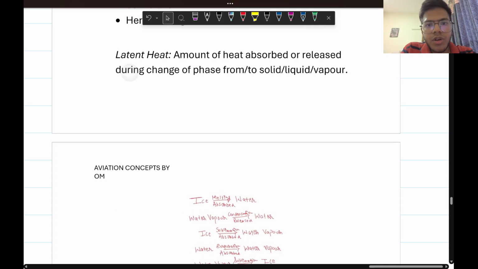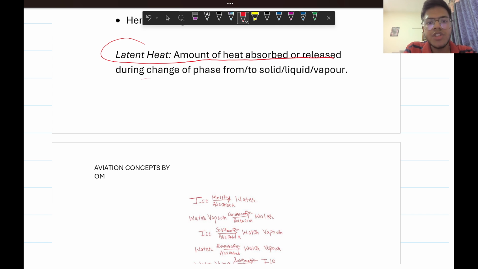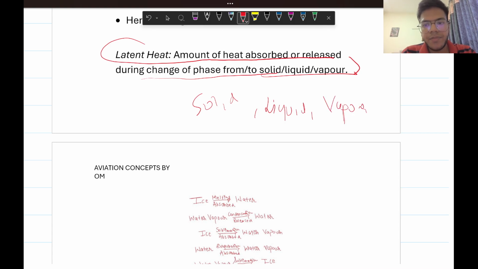Now guys, there is something known as latent heat. Latent heat is the amount of heat absorbed or released during change of phase from or to solid, liquid, vapor. Basically, suppose you have to go from one state to another state, not state like Rajasthan or UP, state like solid, liquid, vapor. So the amount of heat absorbed or released during this process is your latent heat.